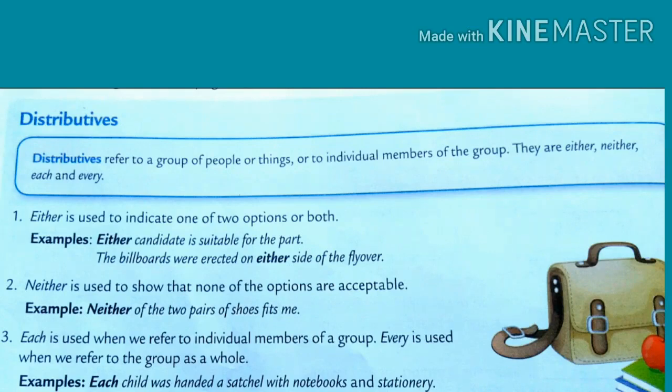Either is used to indicate one of two options or both. Neither is used to show that none of the options are acceptable. Each is used when we refer to individual members of a group. Every is used when we refer to the group as a whole. These are the things we have to remember when we are using distributives. Shall we go to the exercise? Yes.